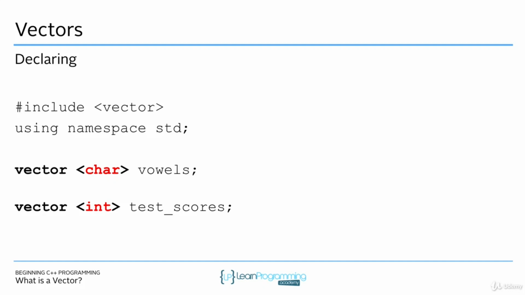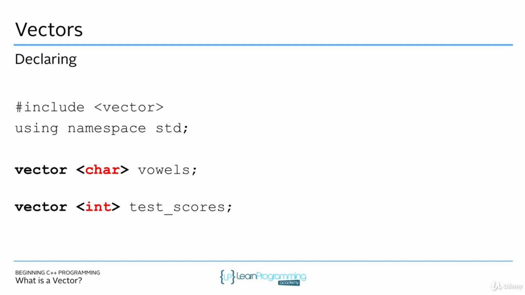Here's the syntax for vectors. Don't worry at this point what the differences are. We'll cover this in a future section. Since the vector is an object-oriented template class, we must include the type of the elements of the vector inside the angle brackets. So for example, vowels is a vector, or a collection, of characters. Test scores is a vector of integers. Both these examples create an empty vector that contains no elements.